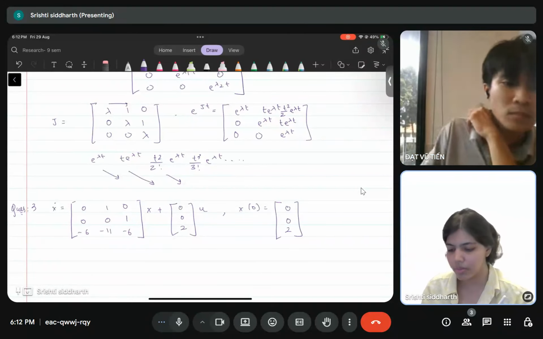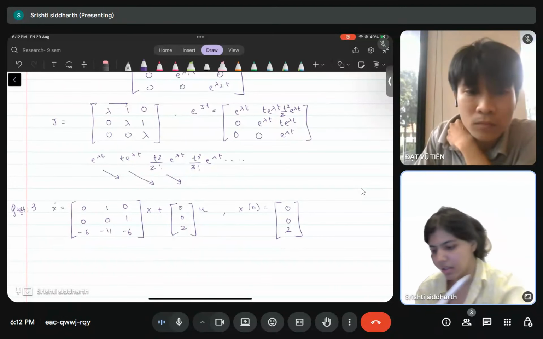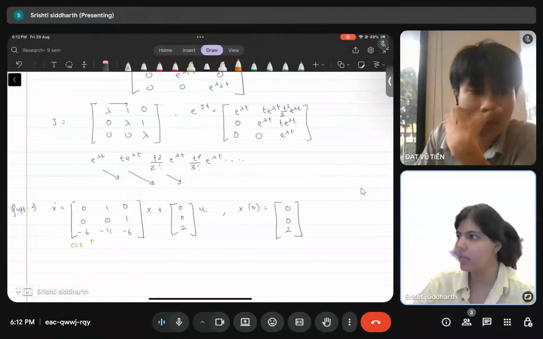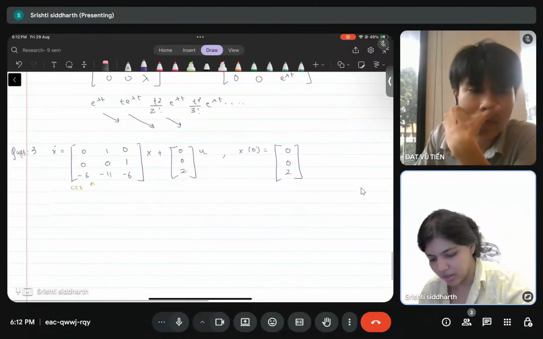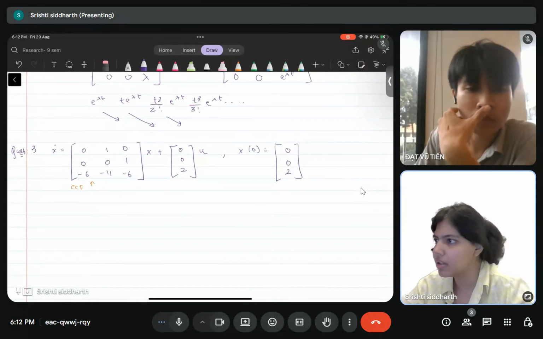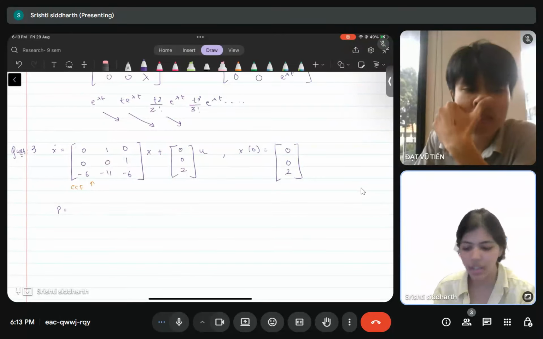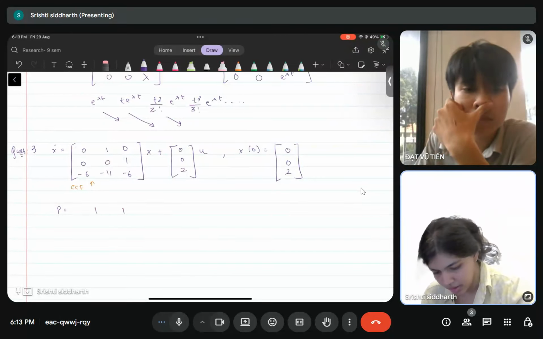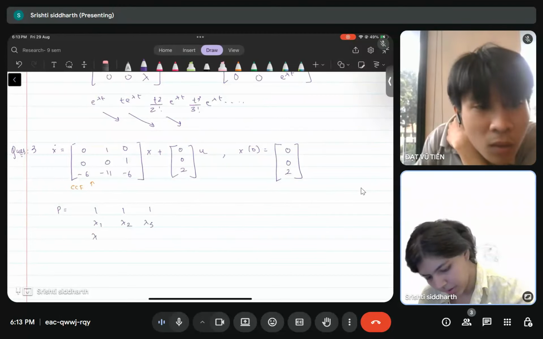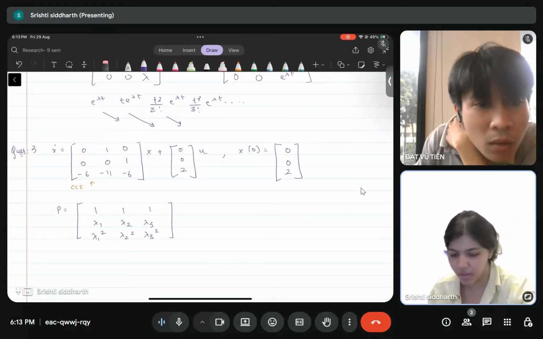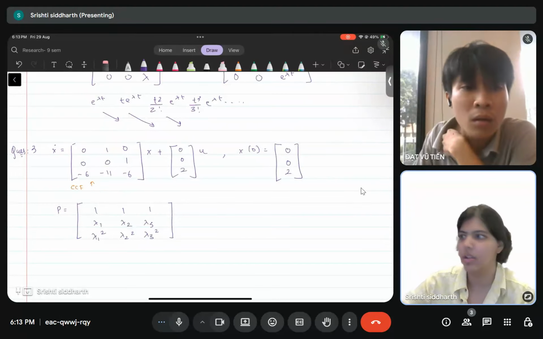So before beginning to compute e to the power At, let's first observe that this is in the CCF form. And last time we looked at a general matrix. I'm just going to write the expression. So if a matrix is in the CCF form and we have three distinct eigenvalues, then the similarity transformation is this: 1, 1, 1, lambda 1, lambda 2, lambda 3, lambda 1 square, lambda 2 square, lambda 3 square. And using this transformation, we can transform A into a diagonal matrix, right?